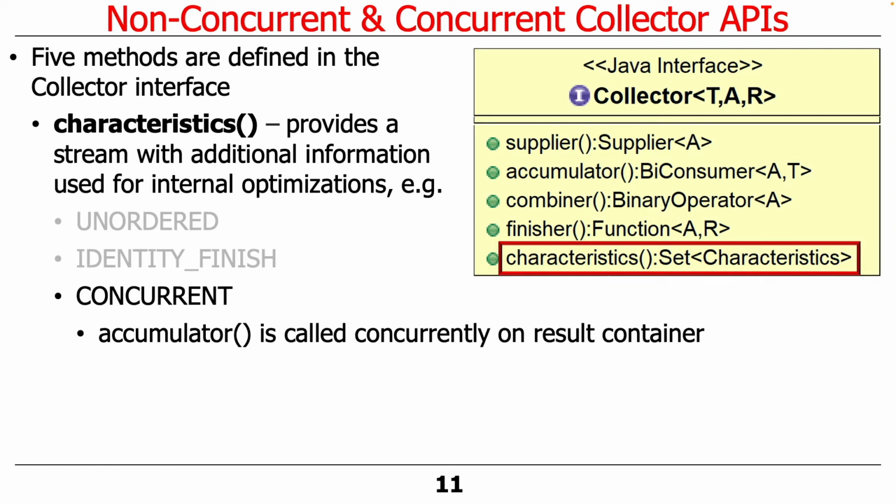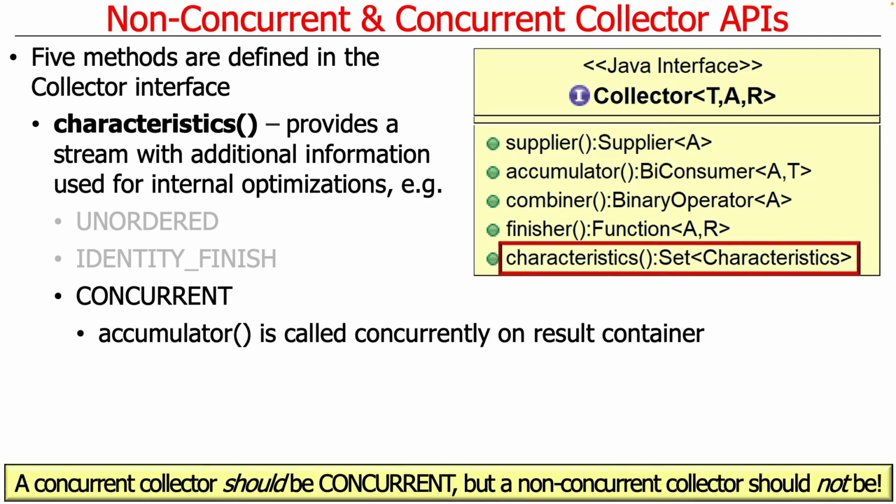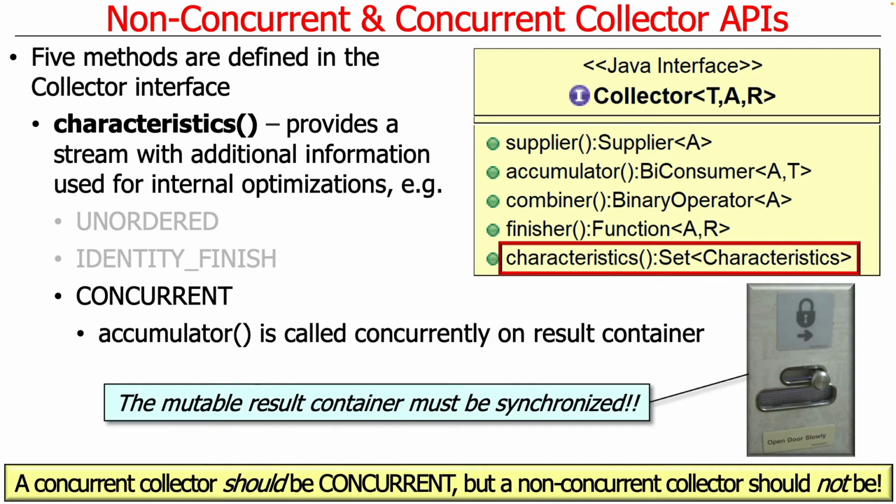And then the third characteristic is the concurrent characteristic. This says the accumulator method, which we're going to talk about in a second, should be called concurrently on the result container, if it's set to concurrent. A concurrent collector should be concurrent, duh, but a non-concurrent collector should not be concurrent. Again, duh. If you have something as concurrent, the mutable result container must be synchronized some way. A very common thing to do is use a concurrent collection, like a concurrent hash map or a concurrent queue of some kind, and so on and so forth.